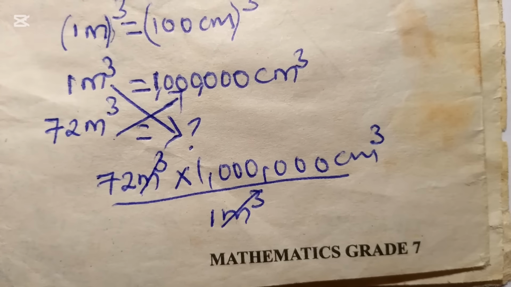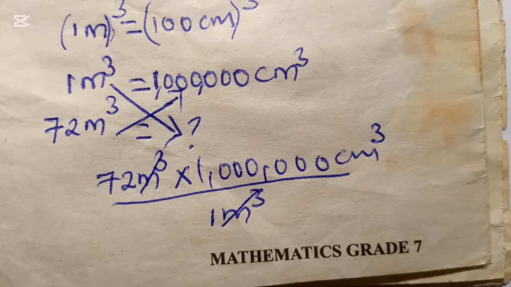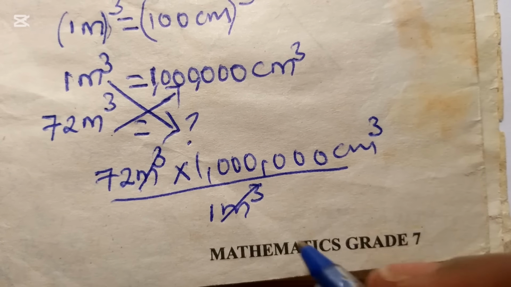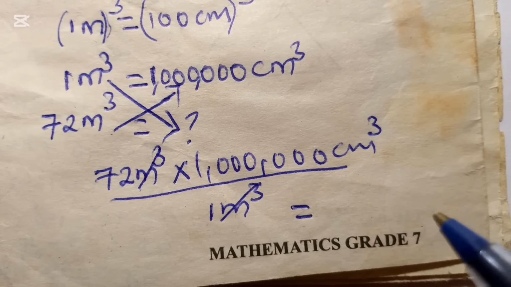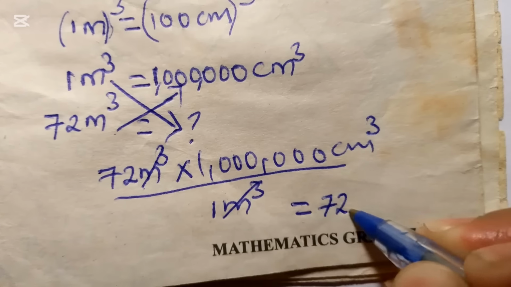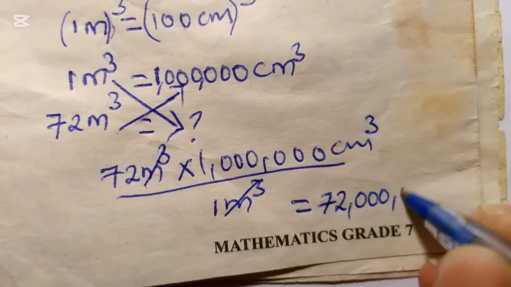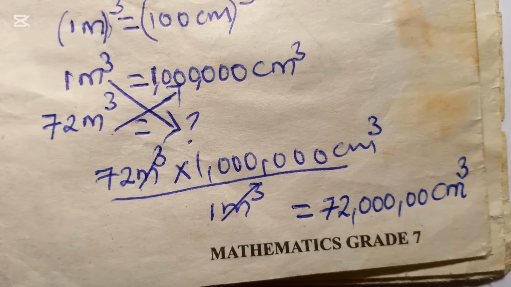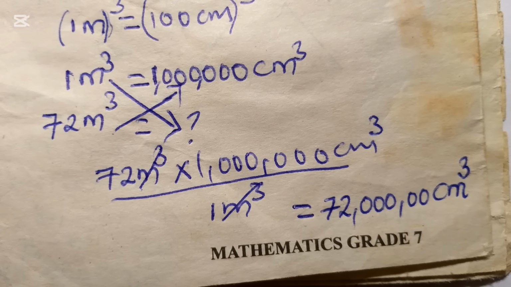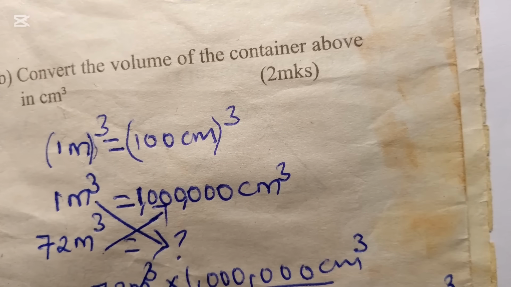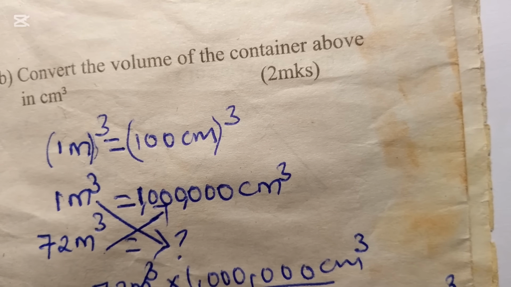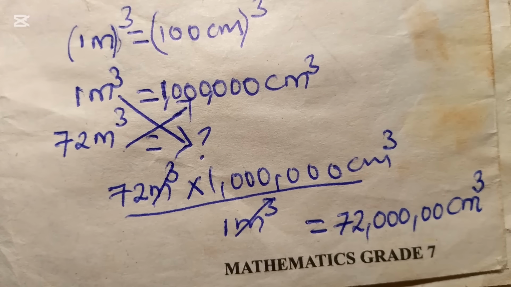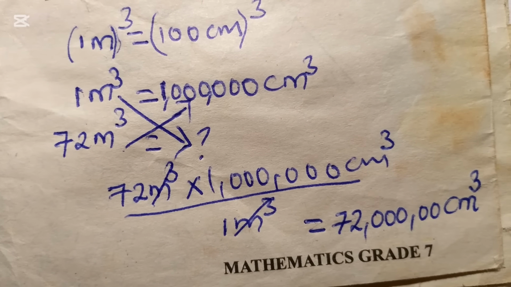Cubic meter cancels with the cubic meter, and you can clearly see that your answer should be in cubic centimeters, and this is 72 times 1 million will be 72 million cubic centimeters. Have we answered the question? Yes, we have converted the cubic meters to cubic centimeters. Very comfortable.